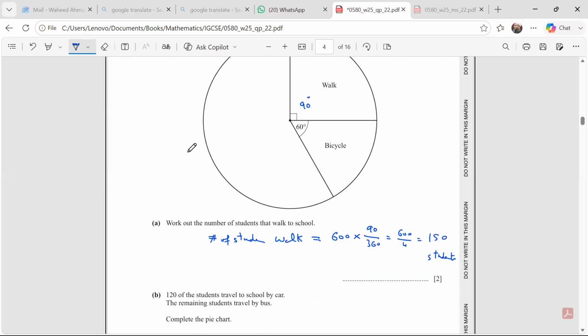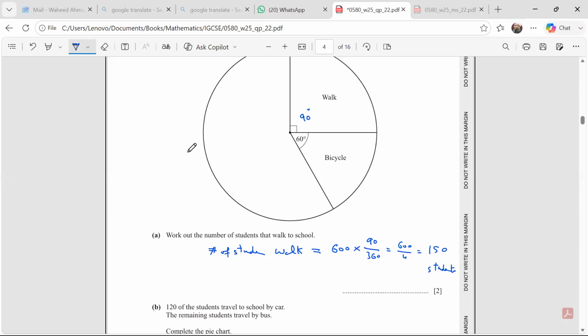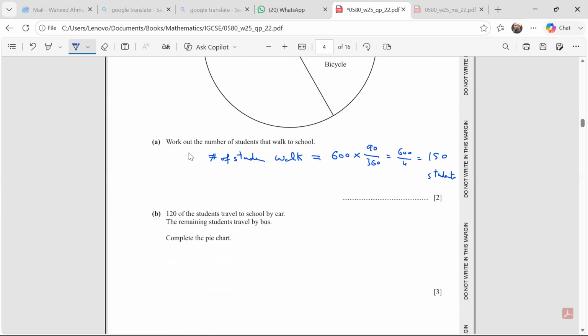Okay. Now, next question. 120 of the students travel to the school by car. So, sorry. By car, the students travel is 120. If I use the same idea, right? So 600 is the total students. I do not know what's the angle that corresponds to 120. Remember, this 90-degree corresponds to people walking, but for traveling by car, I know the number of students, but I do not know the angle.